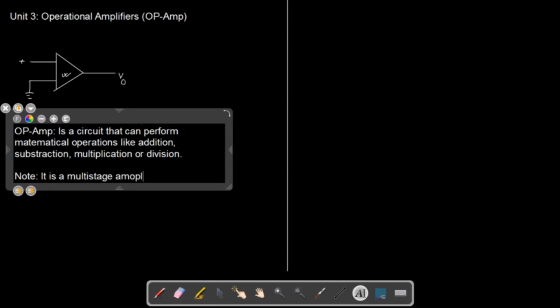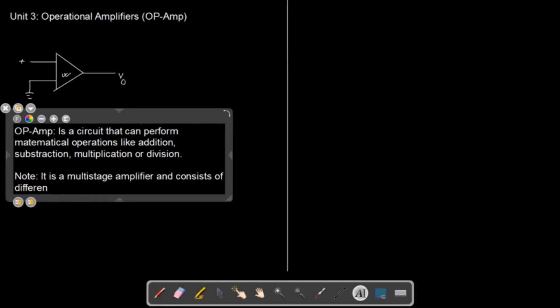It is a multi-stage amplifier, and it consists of a differential amplifier stage.